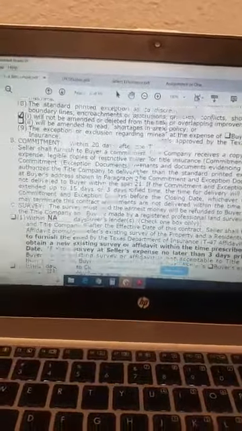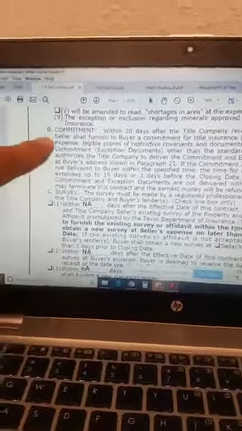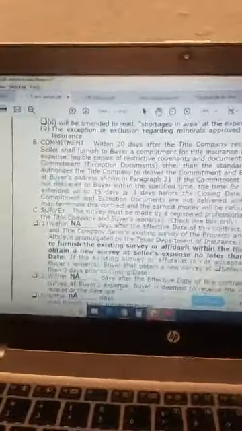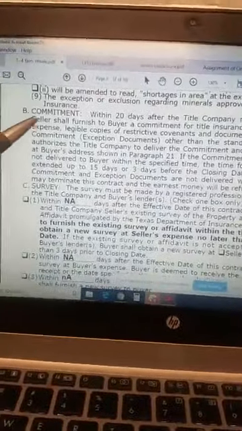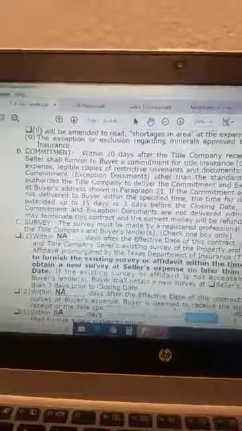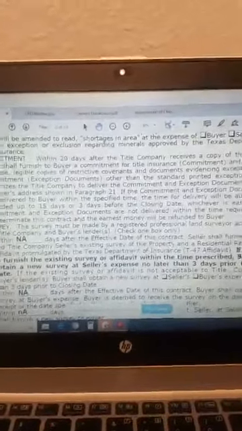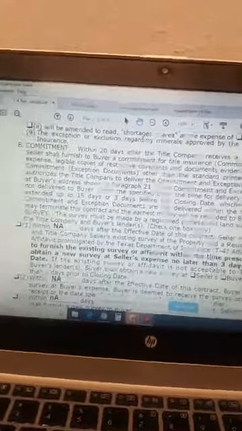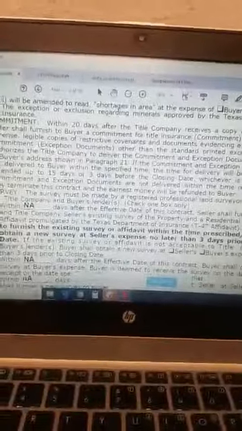Okay. Next is commitment. Commitment is a very, very important clause. Why? Does anybody know what commitment means on a real estate transaction? Anybody want to guess? What does commitment mean?